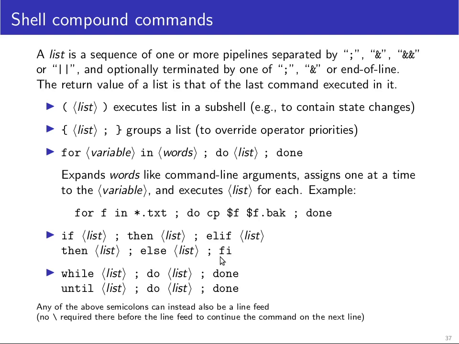This is a convention that comes from the Algol programming language, and Steve Bourne was a known fan of the Algol programming language and took over this convention. Very similar, there is a while loop. While this list is successful, execute this other list, or until: while this list here is not successful. So until the list is successful, execute this list.